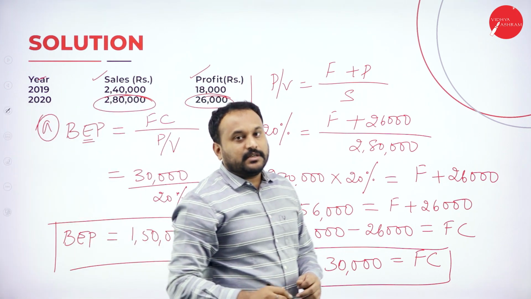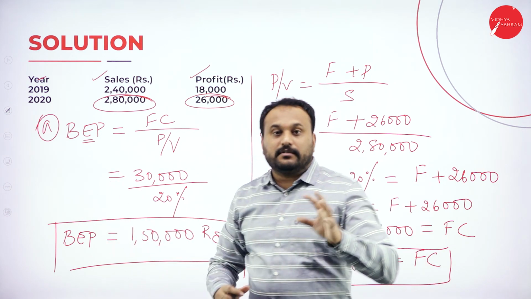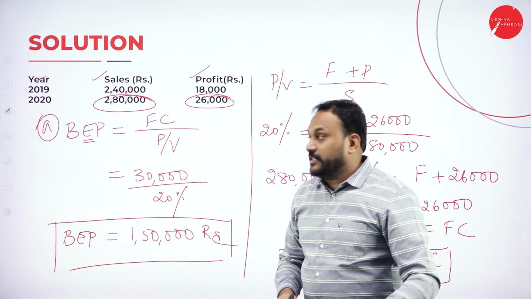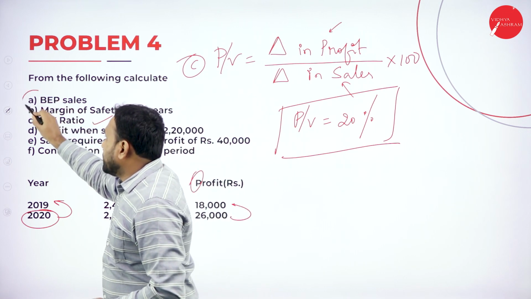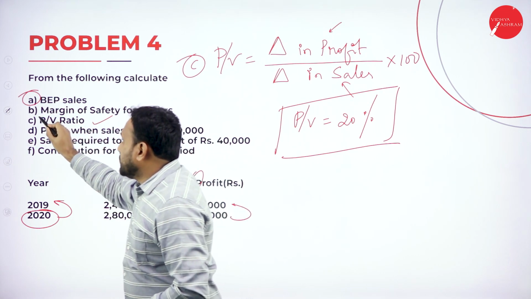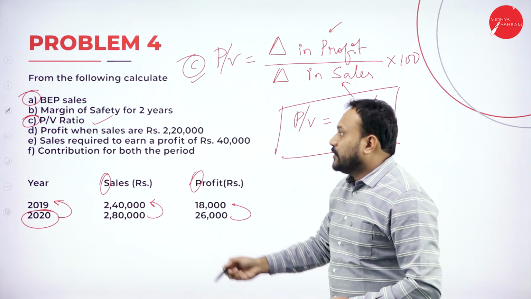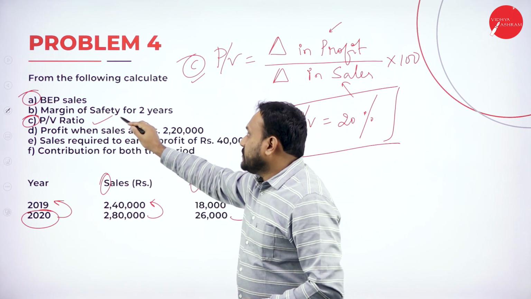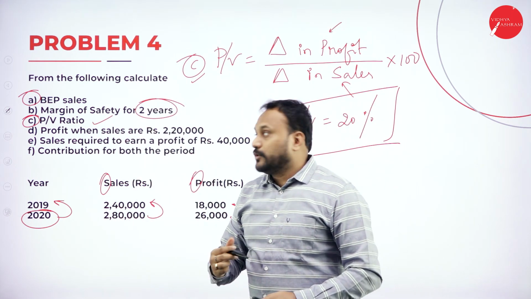What is the sub question? A. Don't write something else like we have solved PV in the first place, but what exactly is the question? See here, the question is BEP sales, sub question 2. PV is in sub question C, that's why here I have written PV. Next we actually went with A. Now what is the question? Margin of safety for 2 years.